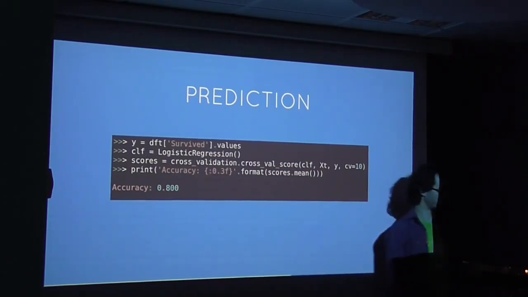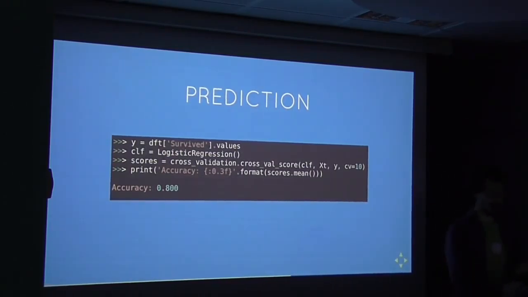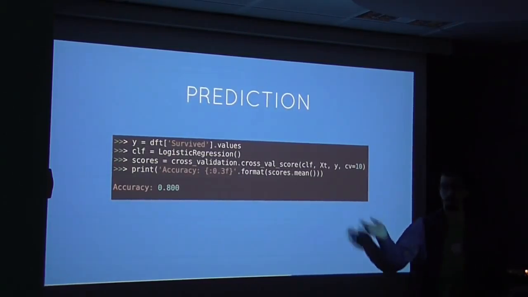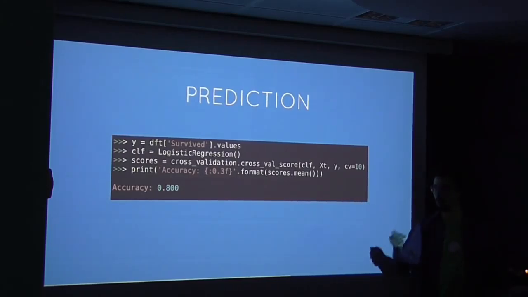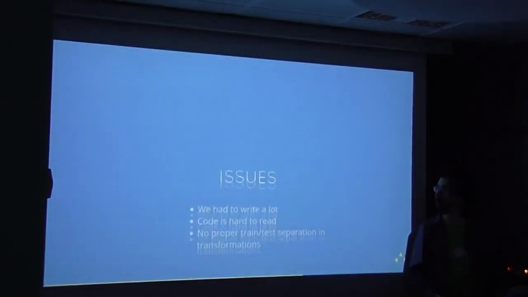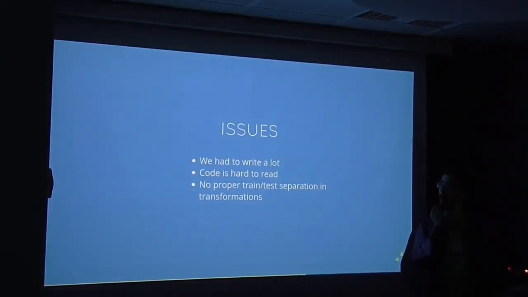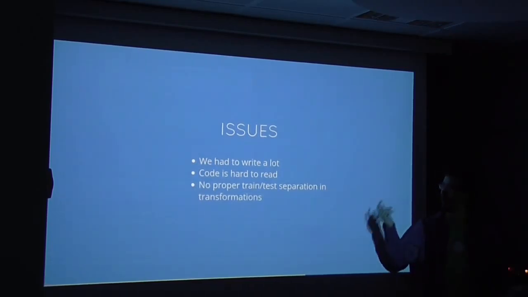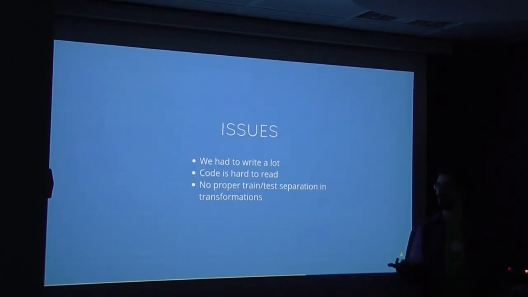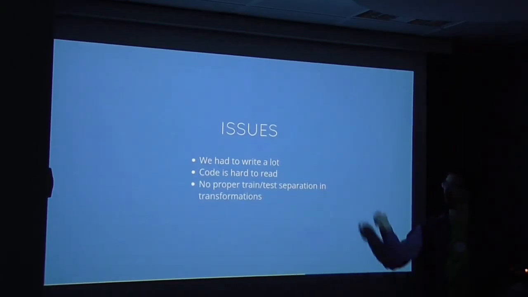I'm not going to talk about optimizing the model. It's just to say, okay, with all these variables, and not knowing the output, you can predict with 80% accuracy, which is good. It's very easy. The problem is here. We have to write a lot of code for the transformation, and it's hard to read. I don't know if you were able.